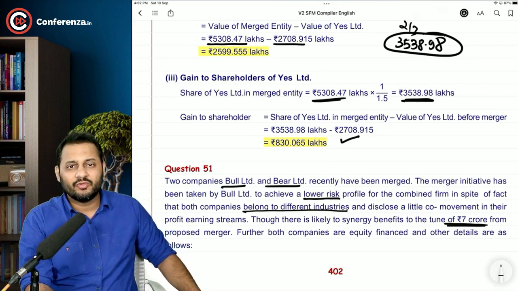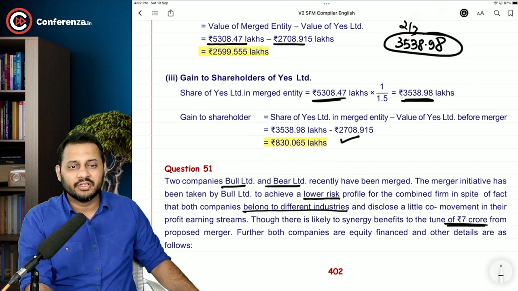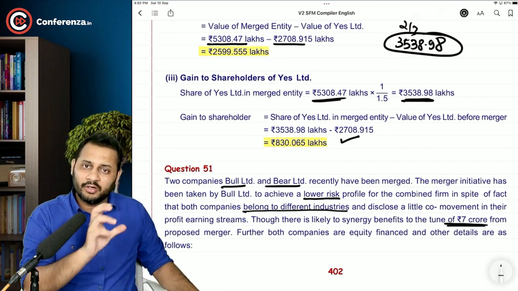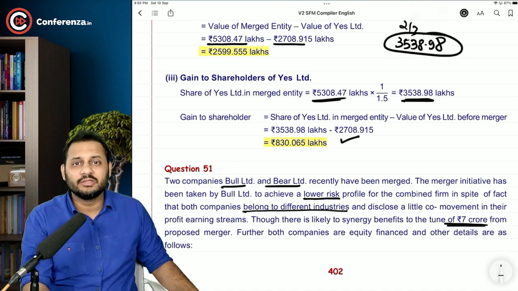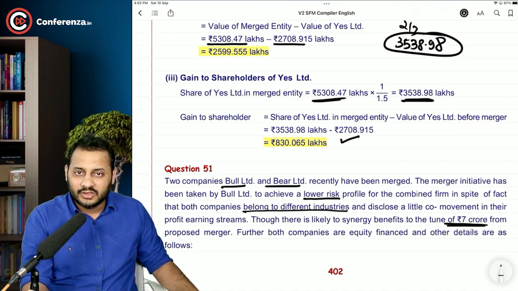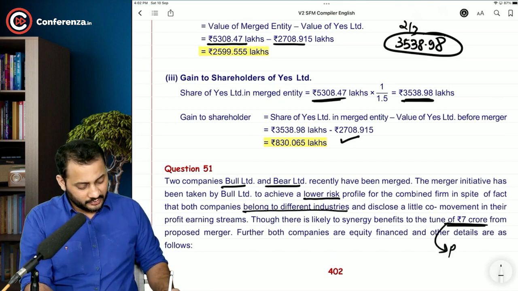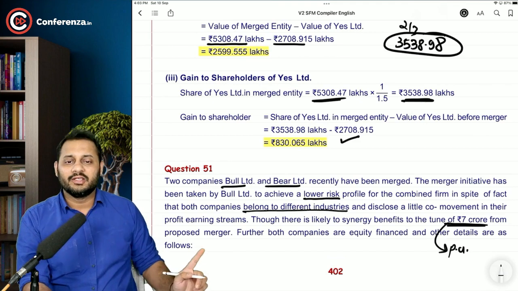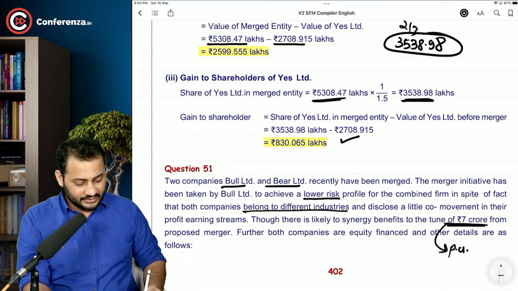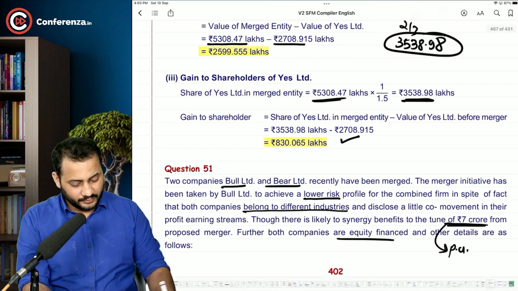Now in this question, it is not clear whether this 7 crore rupees is per annum or in total. But in most of the previous questions, the present value of the synergy benefit was given, so we assumed that it is the total value. In this question, this is per annum. That's the problem in the question, that it will be very difficult for the students to understand. You note it. Further, both the companies are equity financed and other details are as below.